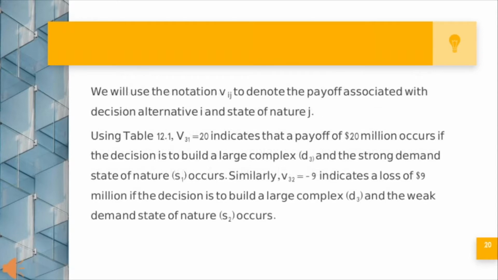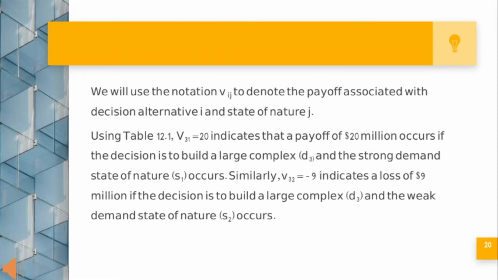We will use the notation V sub ij to denote the payoff associated with decision alternative i and state of nature j. Using Table 12.1, V sub 31 is equal to 20. It indicates that a payoff of $20 million occurs if the decision is to build a large complex, D sub 3, and the strong demand state of nature, S sub 1, occurs.